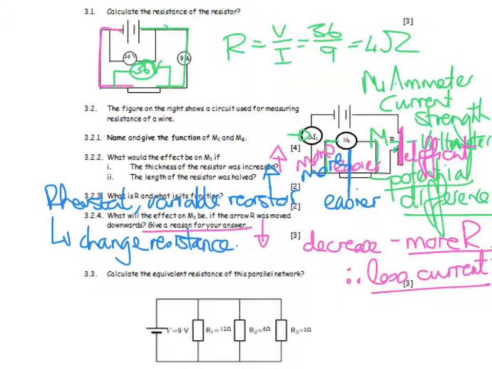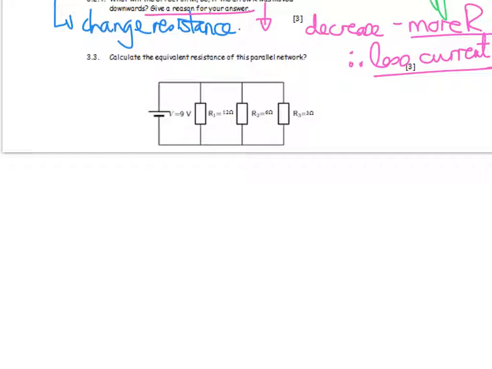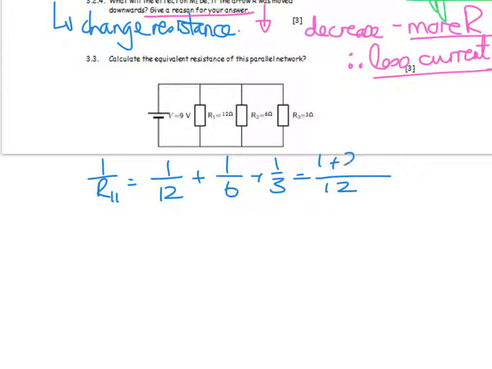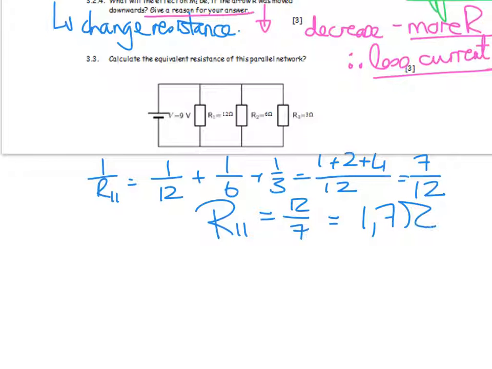Then calculate the equivalent resistance of this parallel network, and the parallel network is very simple. All of them are in parallel, so 1 over R parallel is equal to 1 over 12 plus 1 over 6 plus 1 over 3. Find a common denominator, 12, 1 plus 2 plus 4, and that becomes 7 over 12. That is not the answer. You need to invert it, so it's R parallel is equal to 12 divided by 7, which turns out to be 1,7 ohms.